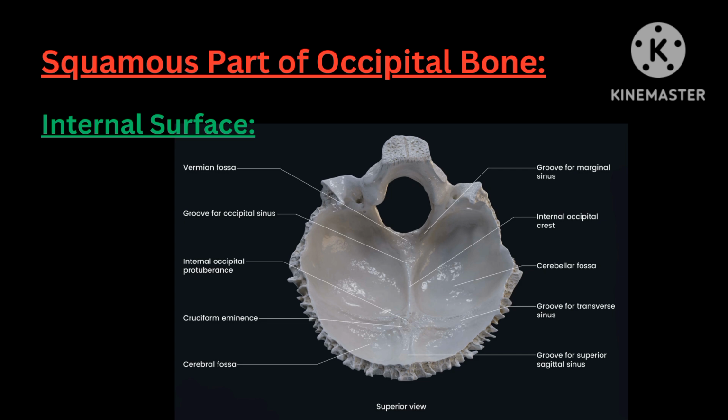The margins of this groove come together as it passes downward and become continuous with the frontal crest, a ridge on the internal surface of the frontal bone. The groove for the transverse sinus is located bilaterally on the internal surface of the occipital squama extending from the internal occipital protuberance to the lateral angles of the occipital bone. As its name suggests, this groove lodges the transverse sinus, which is one of the dural venous sinuses.